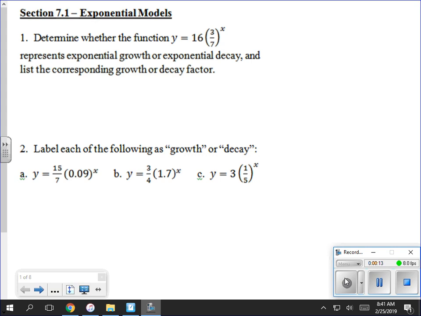Number one, determine whether the function y equals 16 times (3/7)^x is growth or decay, and list the corresponding factor. This determines right here whether it's growth or decay. If it's between 0 and 1, it's decay. If it's greater than 1, it's growth.